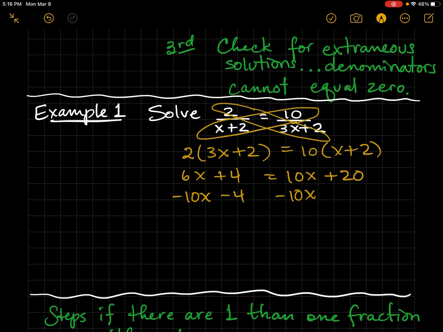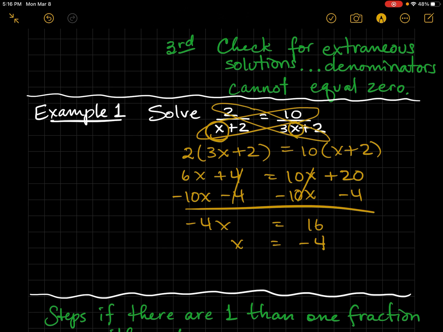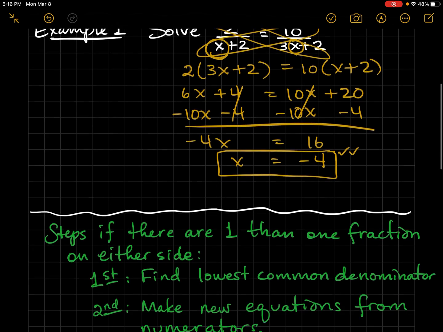Combine those like terms. And we see we have negative 4x equals 16, or x equals negative 4. Now, last step, double check for extraneous solutions. The only thing we have to do is ask ourselves, if we plug it in, will we make any of the denominators 0? Safe, safe. So I double checked it, and for all the denominators, it doesn't make anything 0, so it's good.